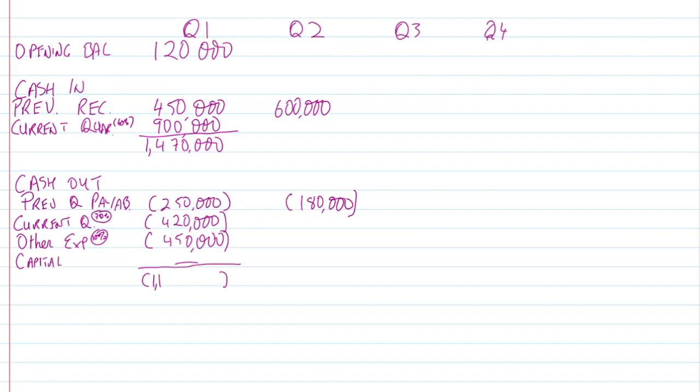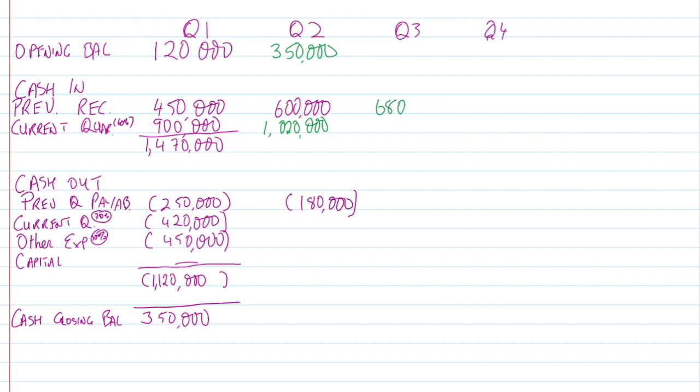I put the capital expenditure in here. We know it arises in quarter two. So the closing cash for this firm is €350,000 for quarter one, which will become the opening balance for quarter two. 60% of the sales estimate for quarter two is €1,020,000, giving a balance of €680,000 that will be collected in the following quarter.